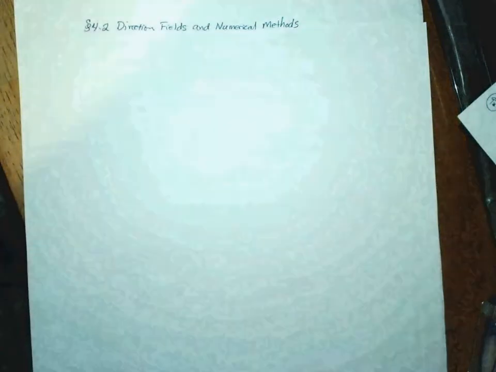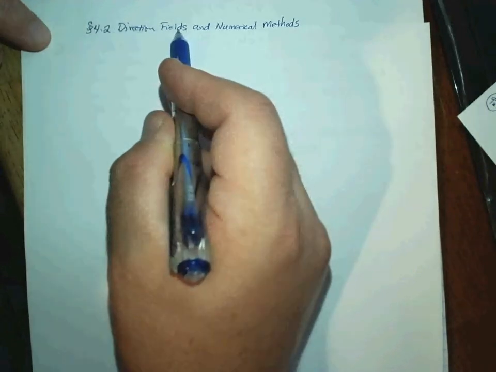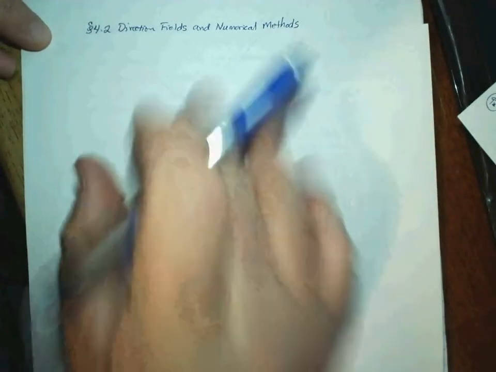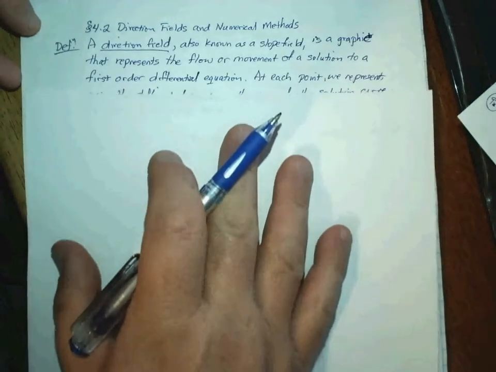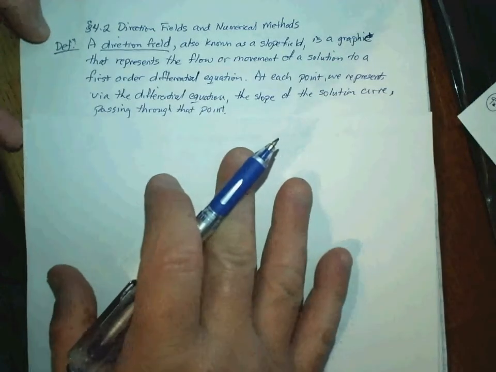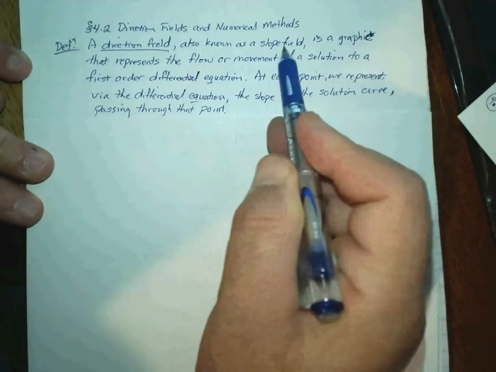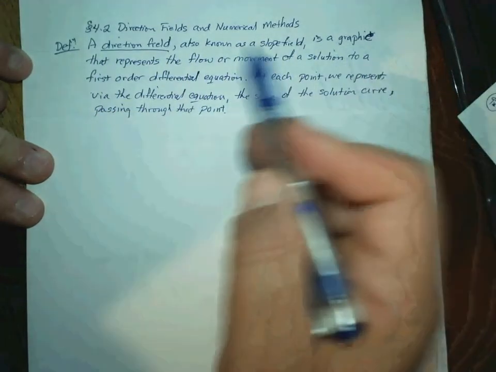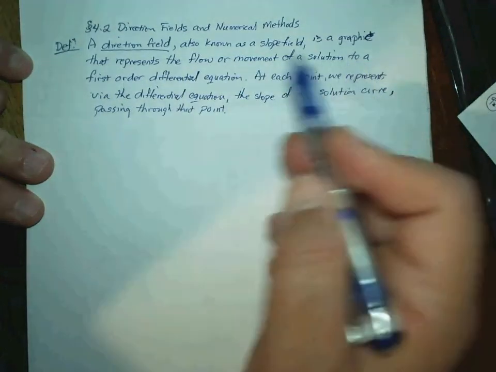Alright, in this video clip we're taking a look at section 4.2, which discusses direction fields and numerical methods. We start with the definition of a direction field. So here's one definition we can use. A direction field, which is also known as a slope field, is a graphic that represents the flow or movement of a solution to a first-order differential equation.